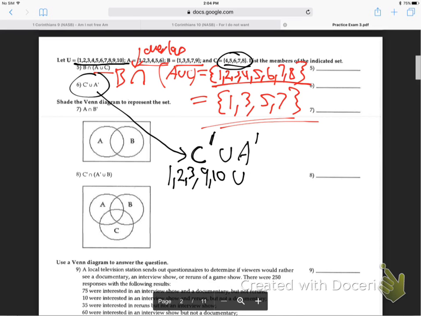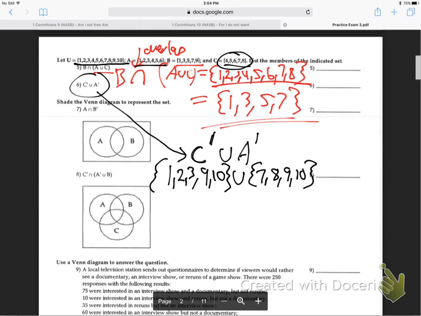Now, what's A complement? We're doing this in stages. First, I'm going to find C complement. Then I'm going to find A complement. Then I'm going to unite them together. So what's A complement? Well, here's A. A is 1 through 6. So what's A complement? If A is 1 through 6, A complement would be 7, 8, 9, 10. That makes sense? 7, 8, 9, 10. That was just the opposite of what's in A. So it always means the opposite.